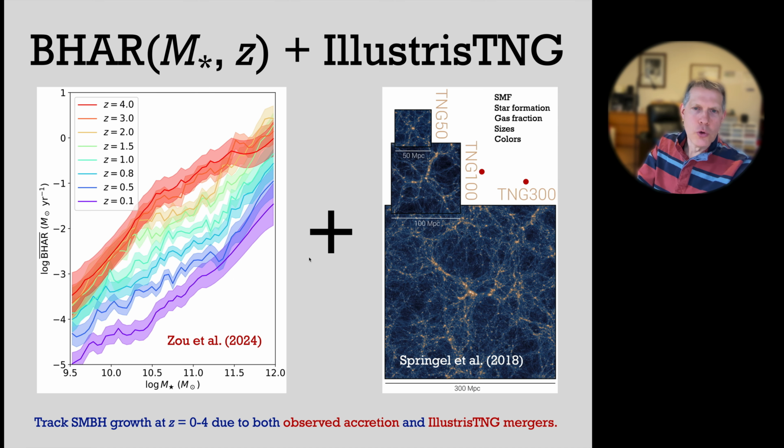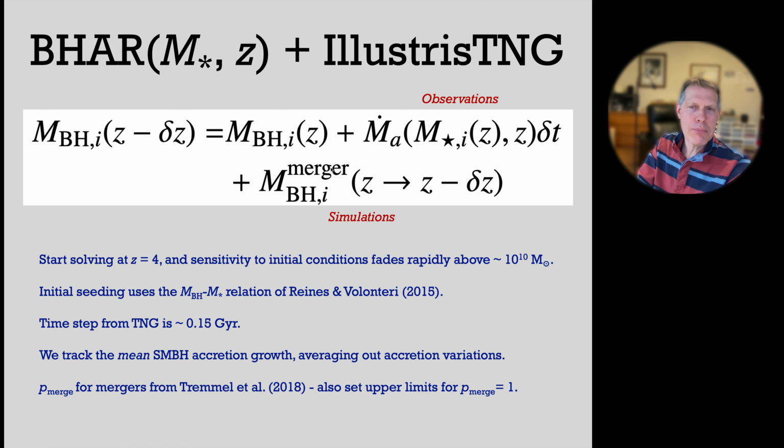So what do we then do in this sort of tracking of black hole growth? How do we actually practically do it? Well, we basically iteratively solve this little equation that I'm showing here repeatedly. This equation tracks the growth of a black hole as it goes downward in redshift, and we take the black hole's mass to be what it was at a higher redshift, plus the growth due to accretion, which we get from observations as a function of galaxy stellar mass and redshift, and then growth due to mergers. I'll say more about this one in a minute, but this one's coming from the simulations.